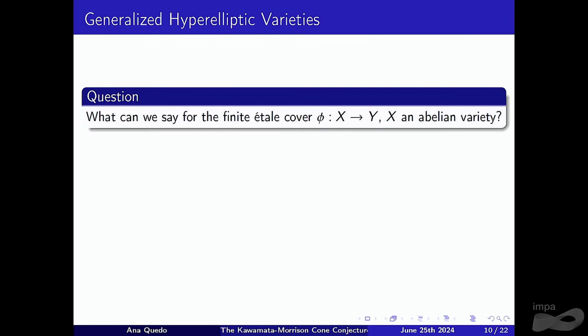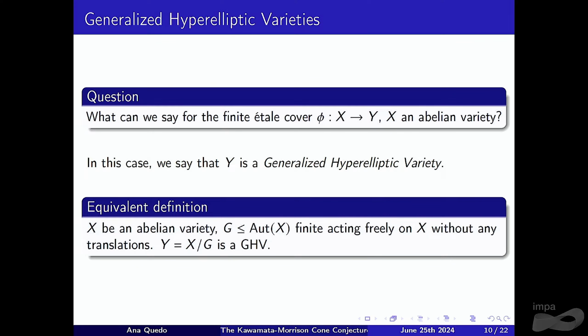And what can we say when our variety is finitely covered by an Abelian variety? In this case, we say that Y is called a generalized hyperelliptic variety. And in fact, these are the quotients that I mentioned in the title of my lecture. These varieties can be written as a quotient of an Abelian variety X by a subgroup of the automorphism group that is finite and acts freely on X and without any translations.